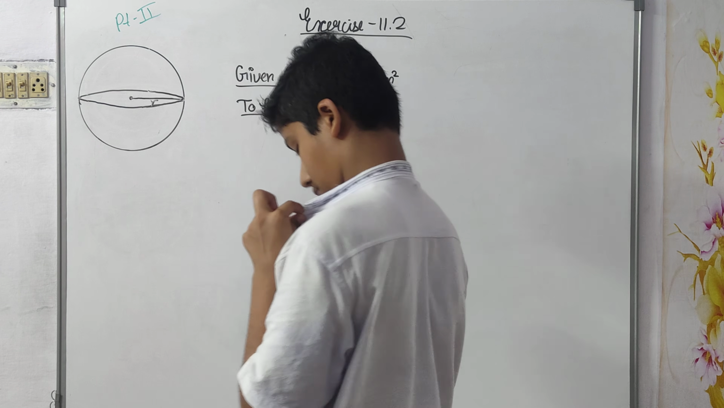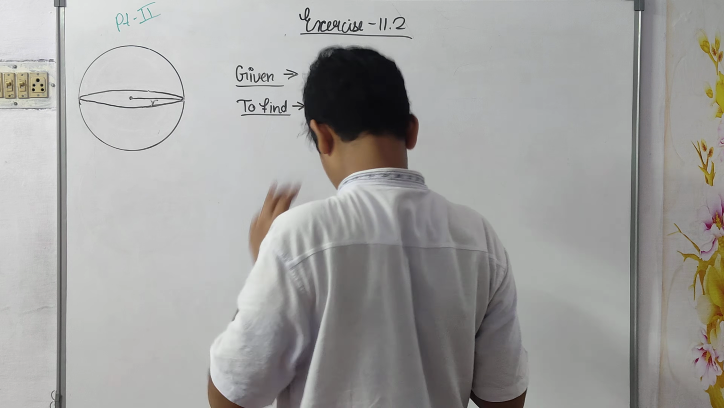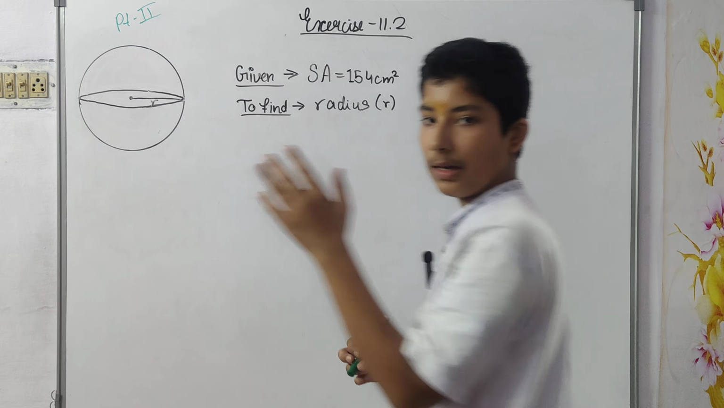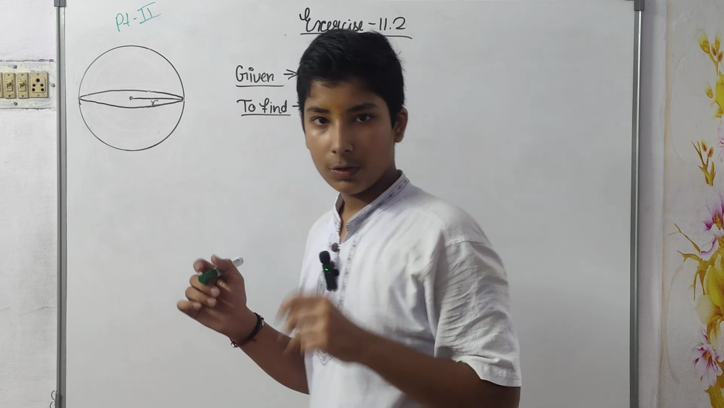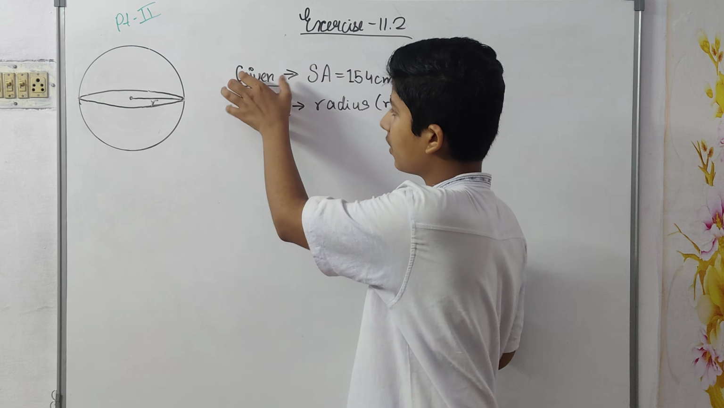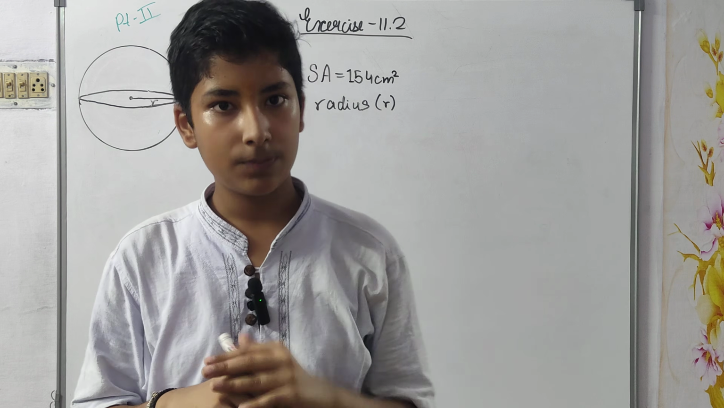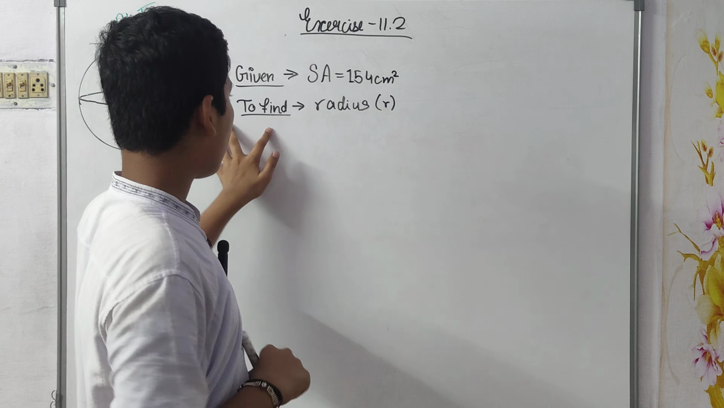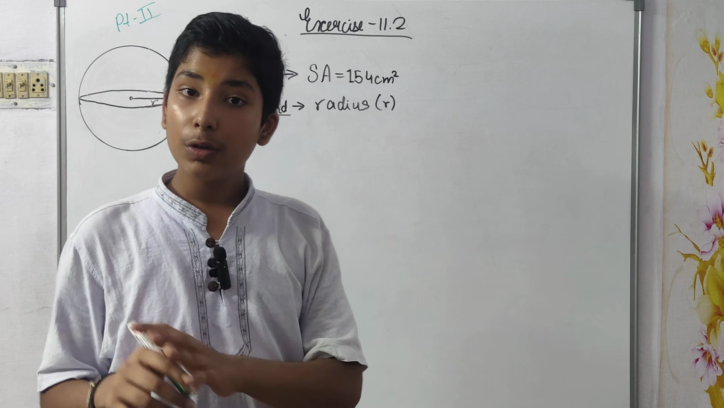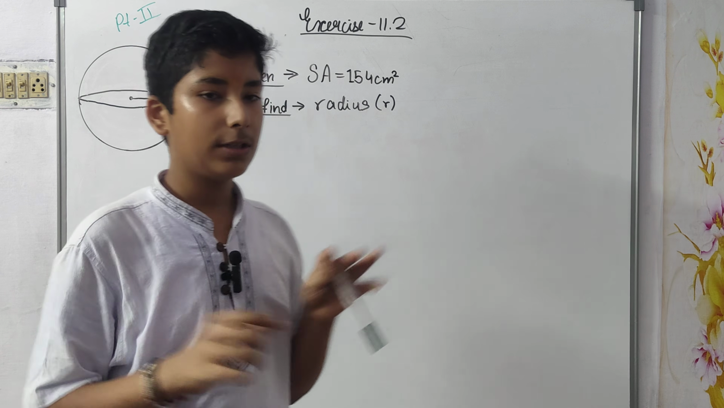We'll continue with this question. Okay, so here it is given that there is a sphere, a sphere not named. It is given that its surface area is 154 centimeters square. Now we have to find out its radius. So using surface area, you can easily find out the radius.